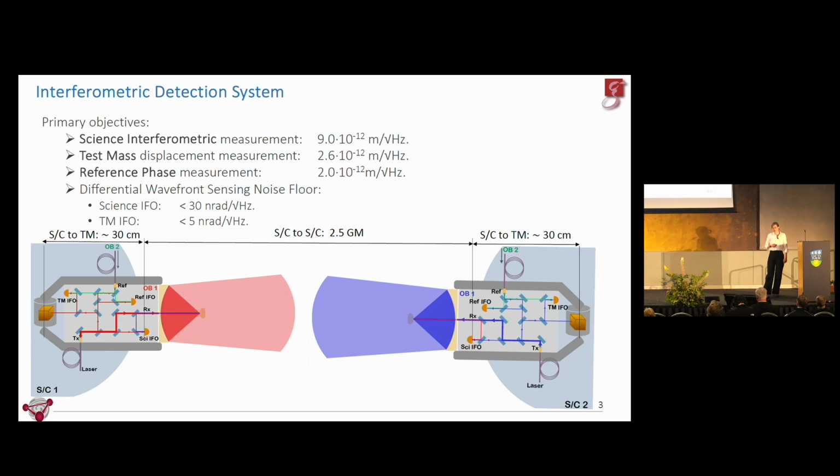Another requirement that IDS has to fulfill is to provide the measurement of the differential wavefront sensing with a noise floor of better than 13 nanoradians per root hertz in the science interferometer and better than 5 nanoradians per root hertz in the test mass interferometers, measured in the reference frame of the optical bench. Those requirements set the whole baseline for the functions that IDS has to fulfill.